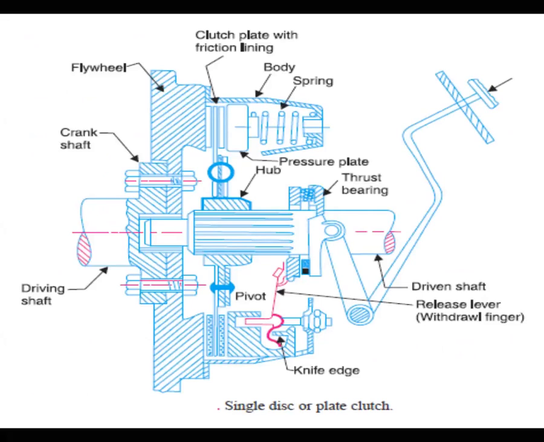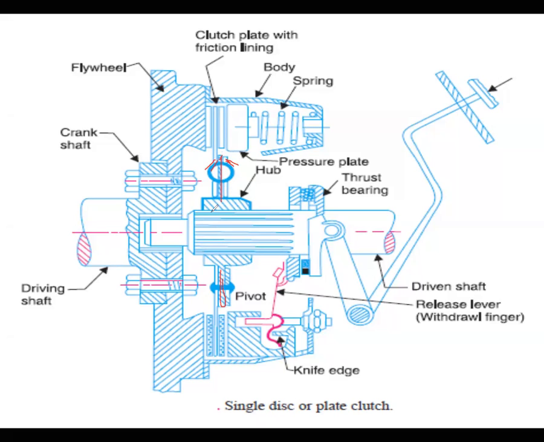Come to this. This is the single plate clutch, because the name indicates that the plate which we are using here is a single plate. On the single plate there are two rubbers. This is one rubber and this is the other rubber, non-metallic. This is metallic and these are the non-metallic rubbers, you can see it.